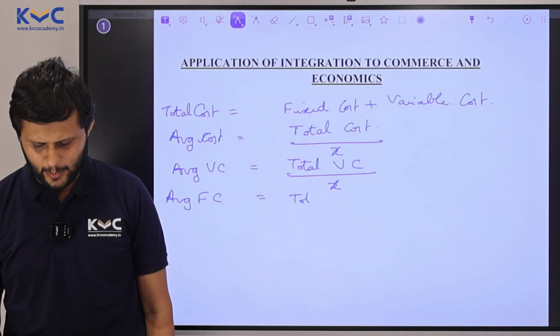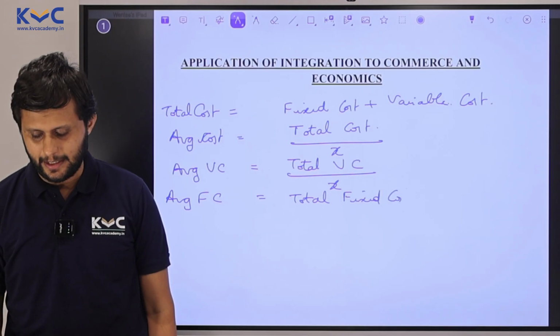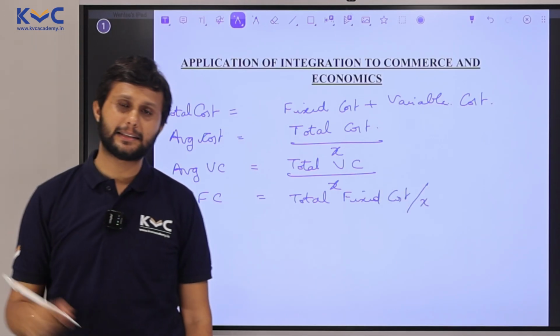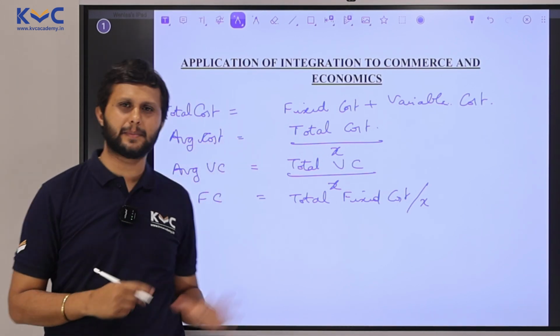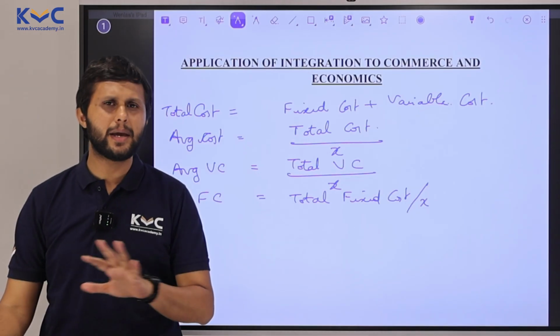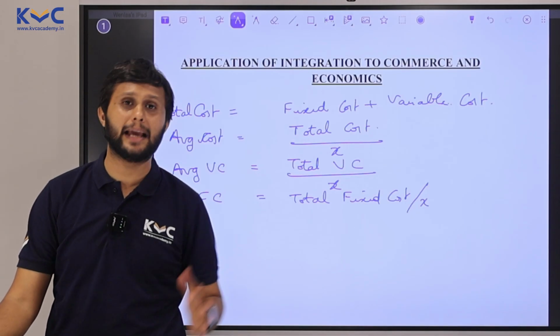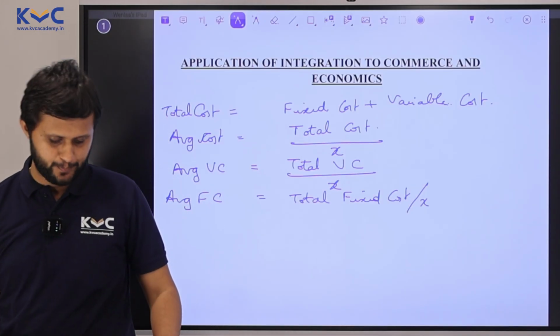No prize for guessing over here, simple, isn't it? Total fixed cost that we take divided by x, that is the number of units. So I believe up till here it is clear, something which we have done before. In economics or somewhere or the other we have used this for sure, maybe even in accounts for that matter. At least in accounts we know what is variable cost and fixed cost.